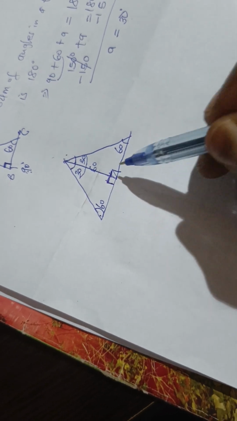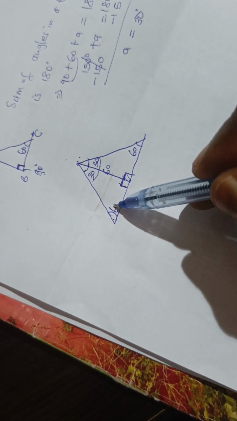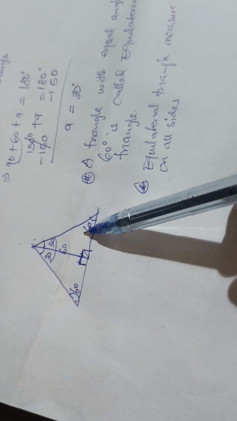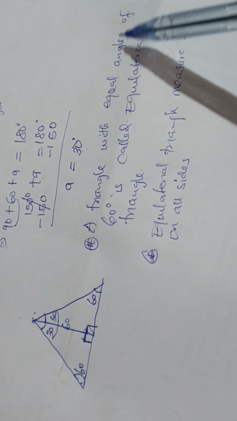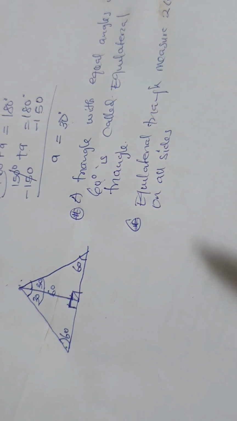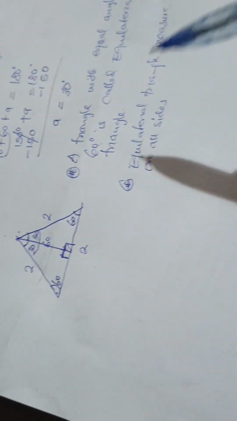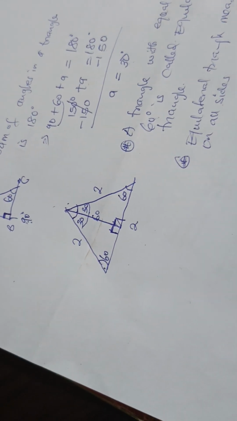Now forget the 90 degrees and let's talk about the angles. We have a triangle and each is 60, 60, 60. Since we discovered that all the angles measure 60 degrees, this takes us to a special type of triangle. A triangle with equal angles of 60 degrees each is called an equilateral triangle. There's something very unique about an equilateral triangle. If here is 2, here is going to be 2, and here is also going to be 2. That's why we say all the sides are equal, measuring 2 centimeters, inches, or whichever unit.